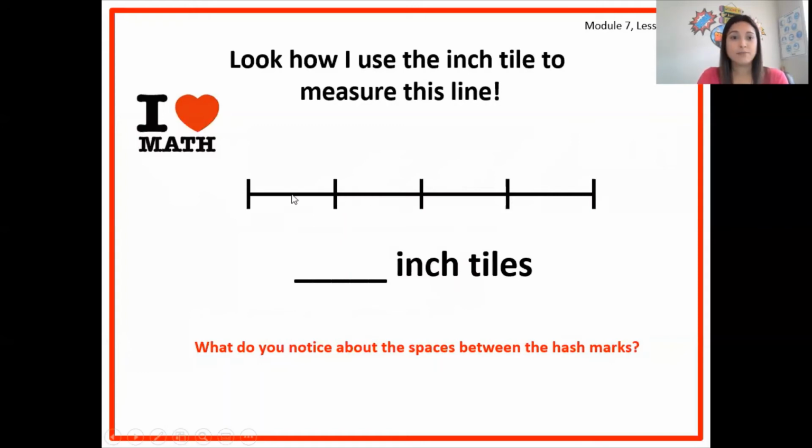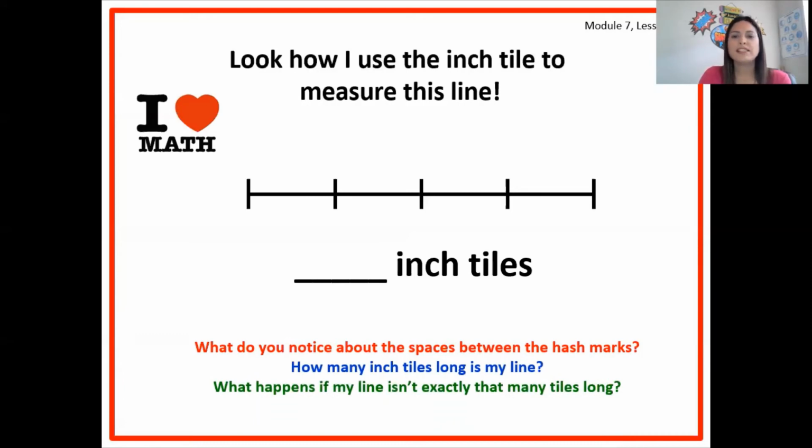So how many inch tiles do I have? Remember, the space between one hash mark and the other is 1 inch. So if we count the spaces, we have 1 space, 2 spaces, 3 spaces, and 4 spaces. So how many inch tiles did I use? Yes, 4 inch tiles. Very good. So how many inch tiles long is my line? 4 inch tiles long.